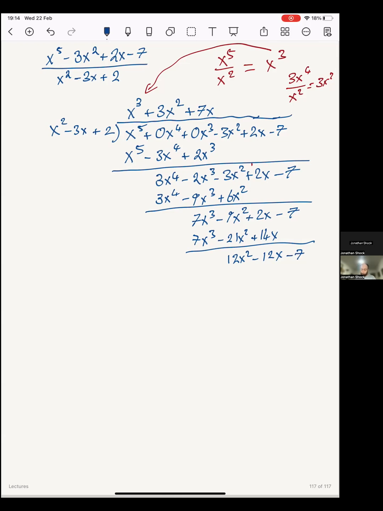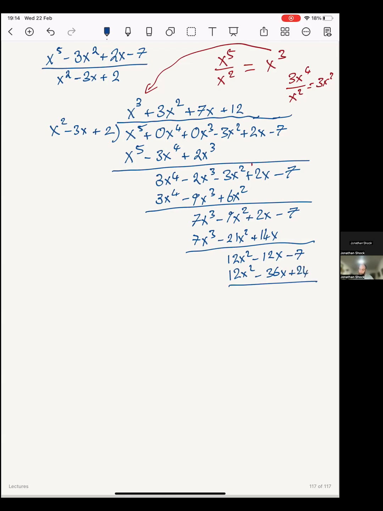So I do the same thing again. 12x squared divided by x squared gives me 12, just the constant 12. Again, I multiply everything through, gives me 12x squared minus 36x, 12 times minus 3x, plus 24.